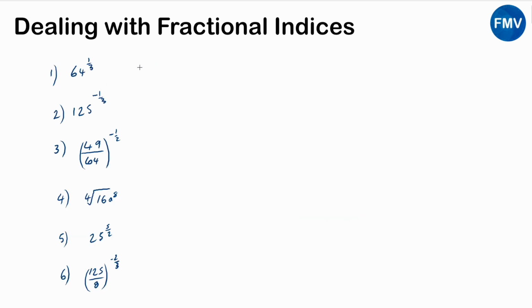Okay, let's look at simplifying these. So the first one, we need to recognise that that is the cube root of 64, and the cube root of 64 is just 4. In this case, we need to notice the negative first of all. So what we've got here is 1 over 125 raised to the power of a third, and again a third is the cube root, so we've got 1 over the cube root of 125, and that is just 5, so we've now got 1 over 5.